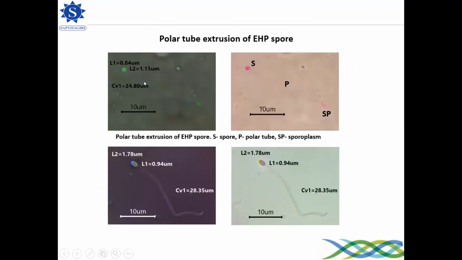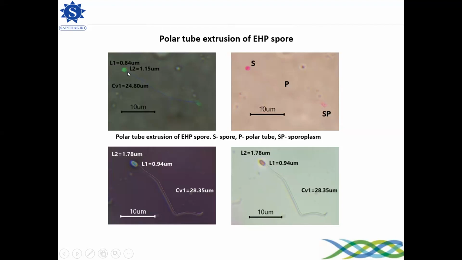Yeah, this is the EHP infection stage. You can see the spore size of 1.15 micrometer, and you see the length of the polar tube. It's almost 28.35 micrometer. So the polar tube structure is this big. And in the second stage, in the first picture, you can see some red color sporoplasm or green color sporoplasm ready to inject into the cells.